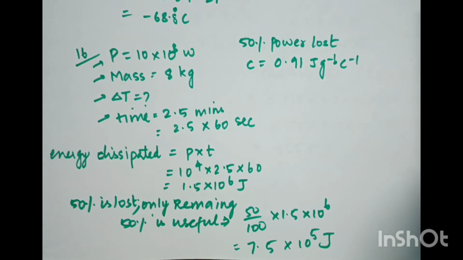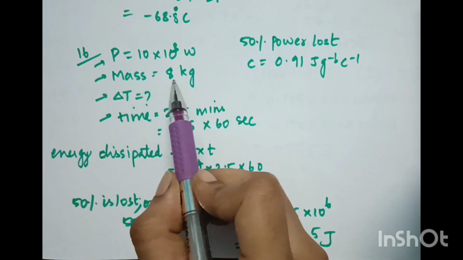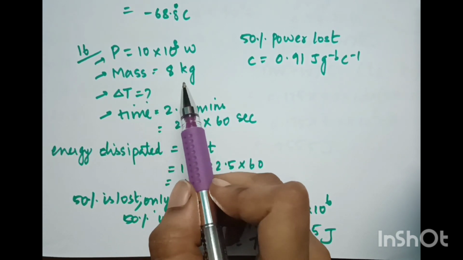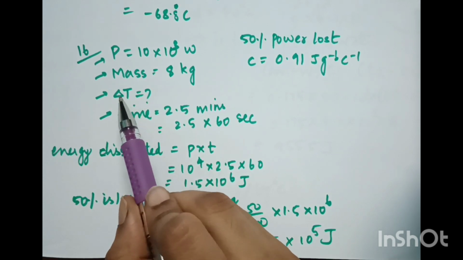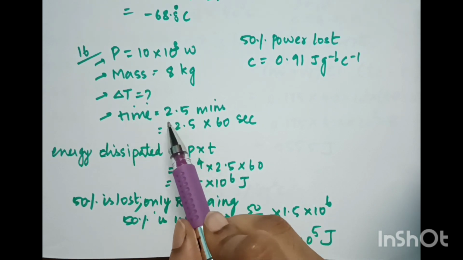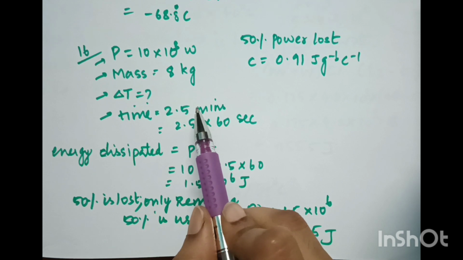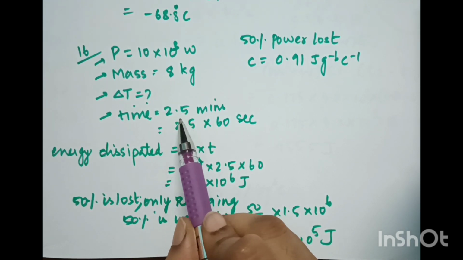So the power that is given is 10 into 10 power 3 watts, that is 10 kilowatt, that is 10 power 4 watt, and the mass of the aluminium block is 8 kilogram. Because of the drilling, there is a rise in temperature of that aluminium block, and that rise in temperature is what is being asked. The time is given as 2.5 minutes, and they are asking us to find the change in temperature of the block in that time only.